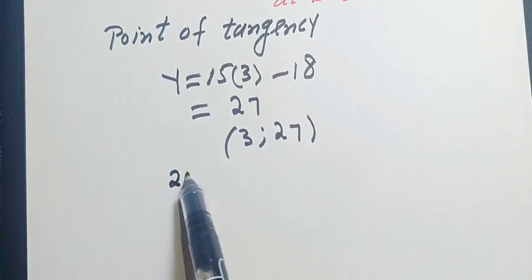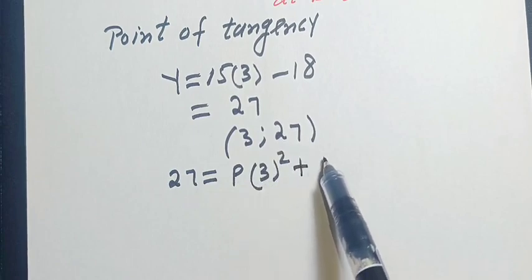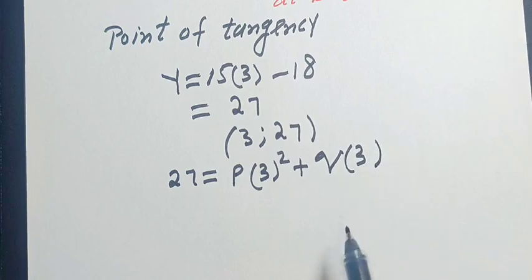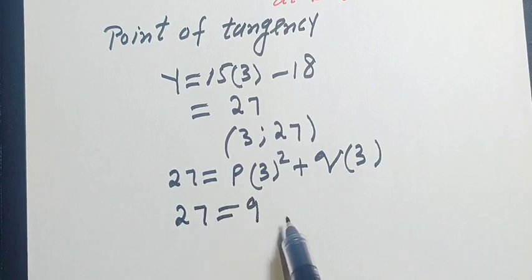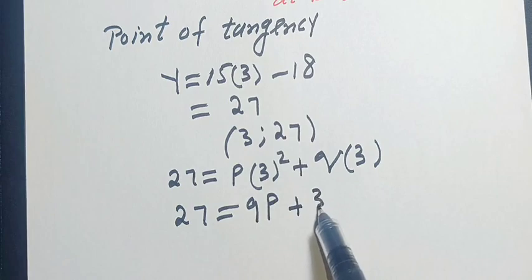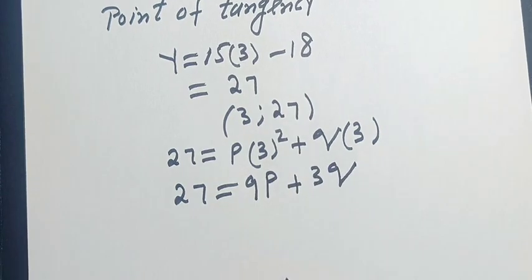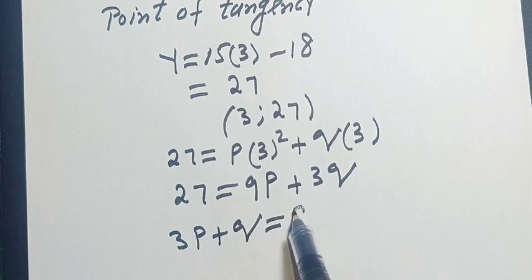So the y value 27 is equal to p times x, which is 3 squared, plus q times x, which is 3. Now this means 27 is equal to 9p plus 3q. All of this expression I can divide by 3, and I can also rearrange. So it's going to be 3p plus q is equal to 9. This is going to be my number 1.